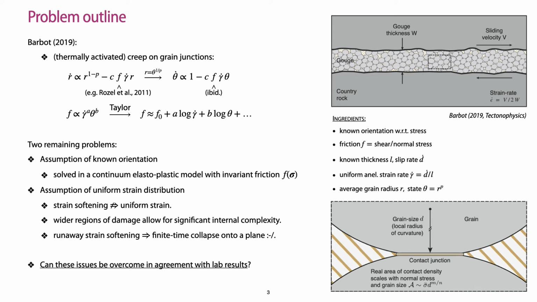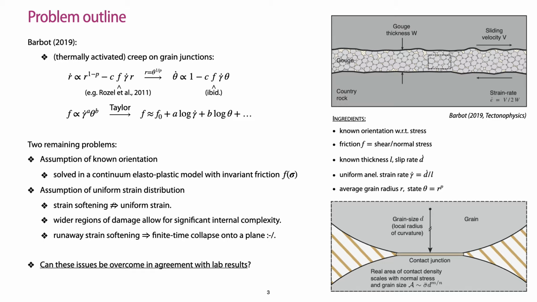I'll continue with the recent work of Sylvain that was published in Tectonophysics, in which he provided an elegant physical explanation of rate and state friction as the thermally activated creep-and-grain junctions. His model presumes the existence of a shear band with a definite and known width L and a known orientation with respect to the principal stress axes. In the list of ingredients shown between the diagrams on the right, you'll furthermore find the friction coefficient F as the ratio of shear stress over the normal stress, which again requires a known shear band orientation, as well as the slip rate d dot across the shear band.